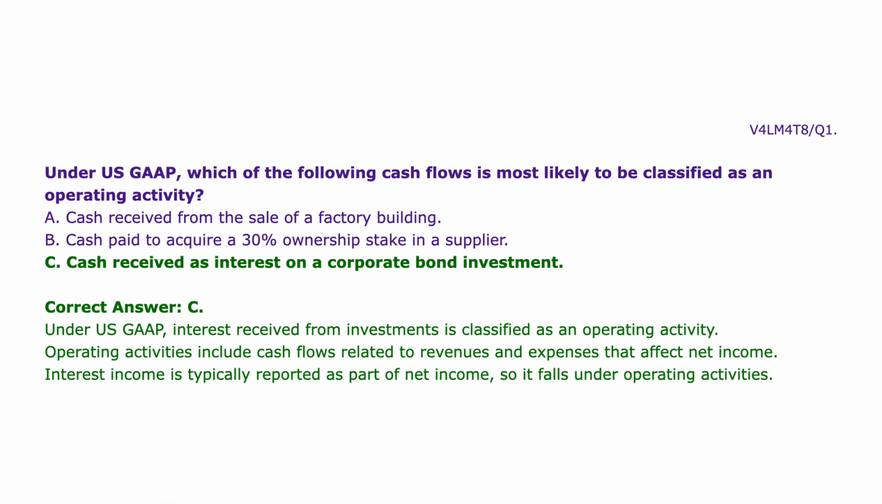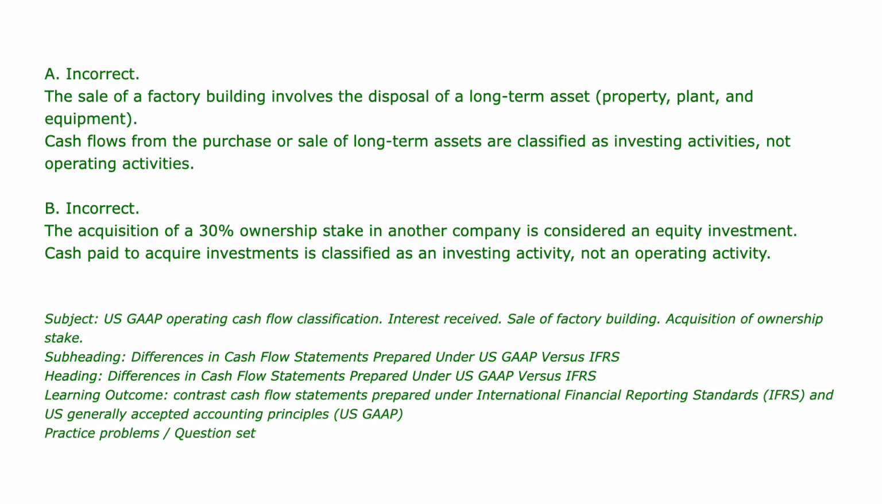Interest received from investments is classified as an operating activity under US GAAP. A. Incorrect. Sale of factory building, a long-term asset, is an investing activity. B. Incorrect. Equity investment is a 30% ownership stake.